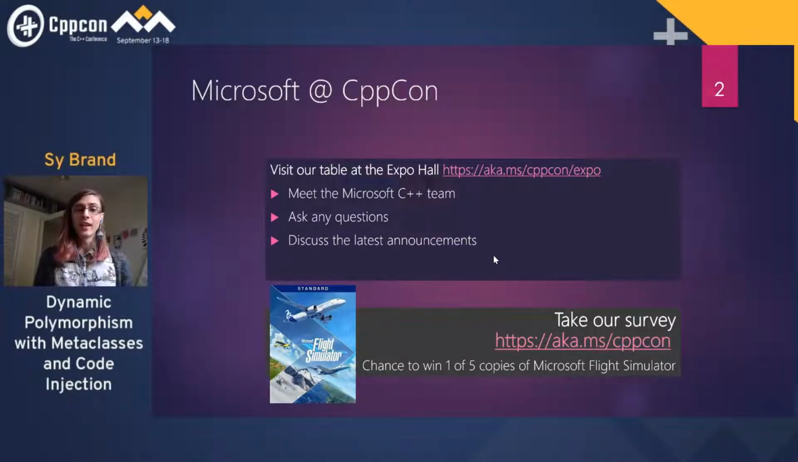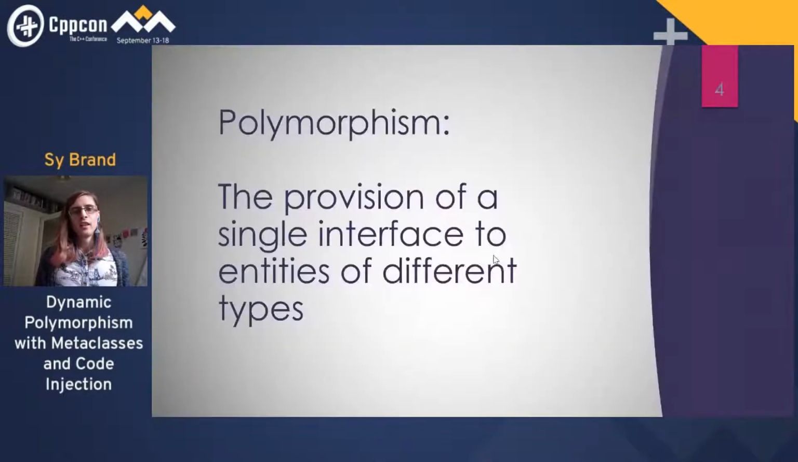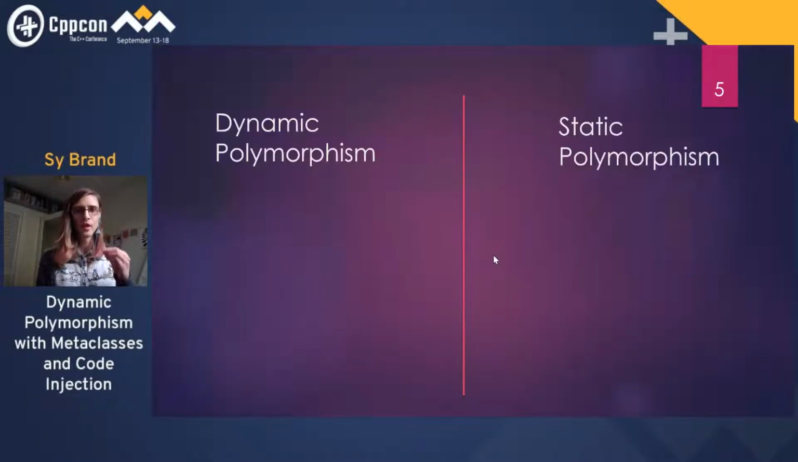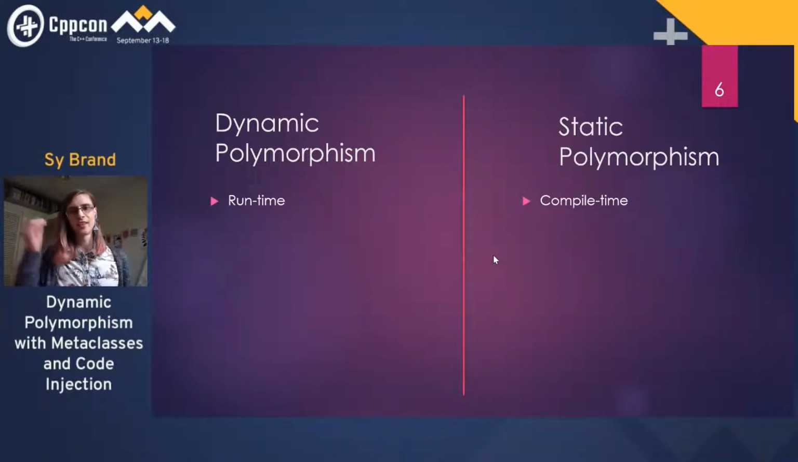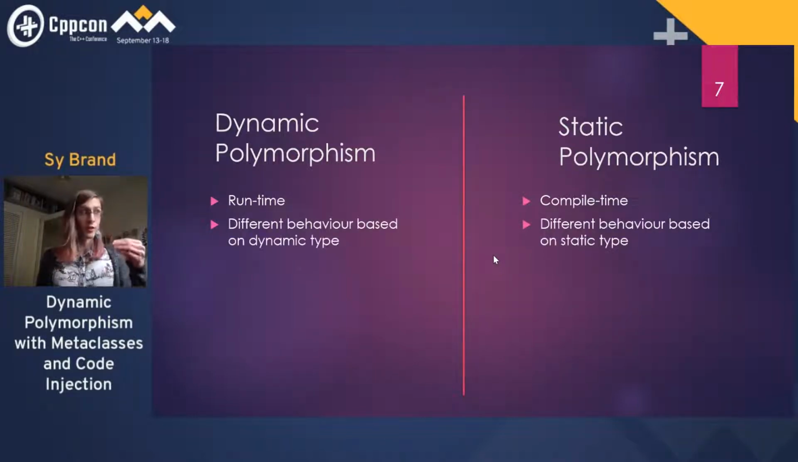All right, dynamic polymorphism. What do I mean by this? Polymorphism is the provision of a single interface to entities of different types. And there's a split we're interested in this definition: dynamic polymorphism versus static polymorphism. Dynamic is at runtime, static is at compile time. Dynamic gives you different behavior based on the dynamic type of an object, whereas static is the static type.